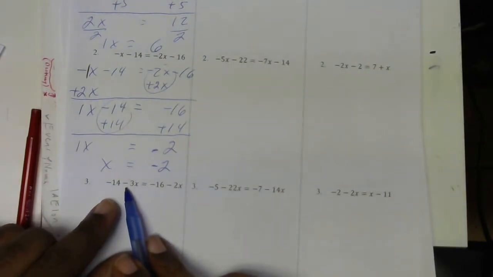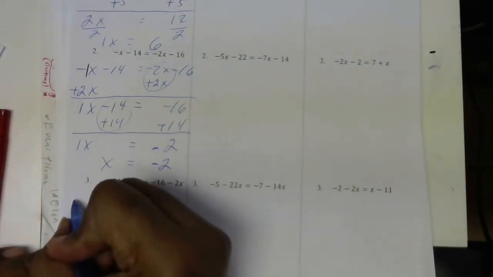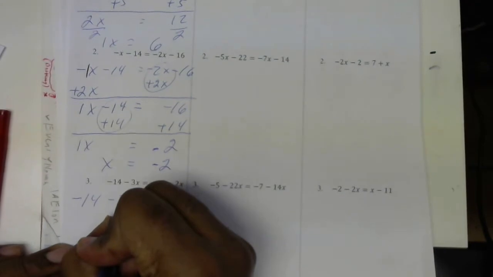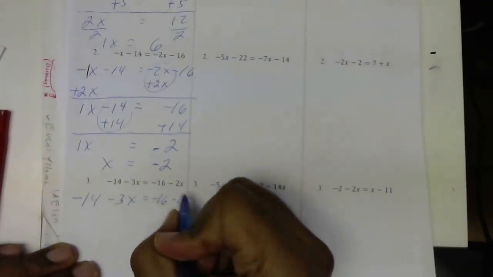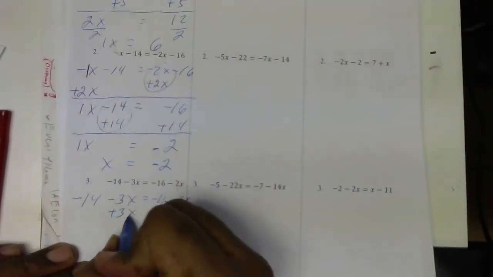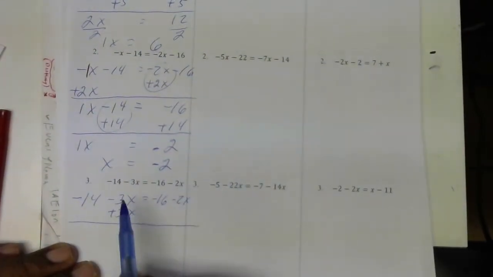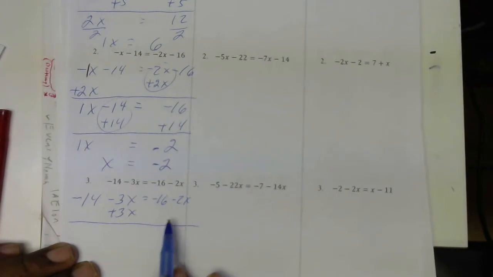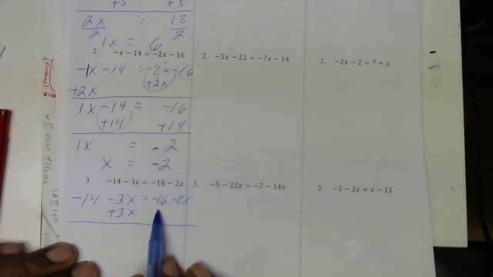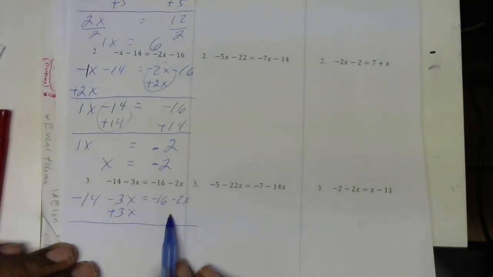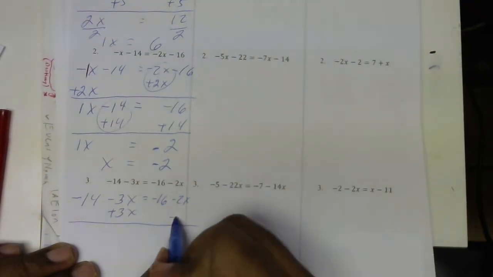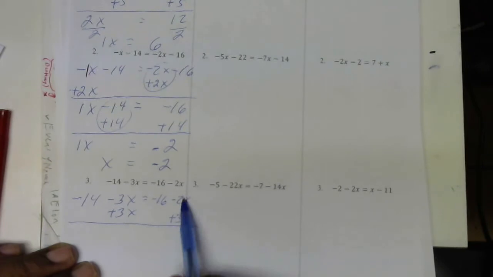So how do you get rid of the minus 3x? We're going to get rid of it by putting a positive 3x underneath it. So we put a positive 3x here. And then what we do on one side of the equation, I put another one here. Now the positive 3x has to go underneath the negative 2x. It can't go here or there. It has to go over here. So plus 3x, and that matches.